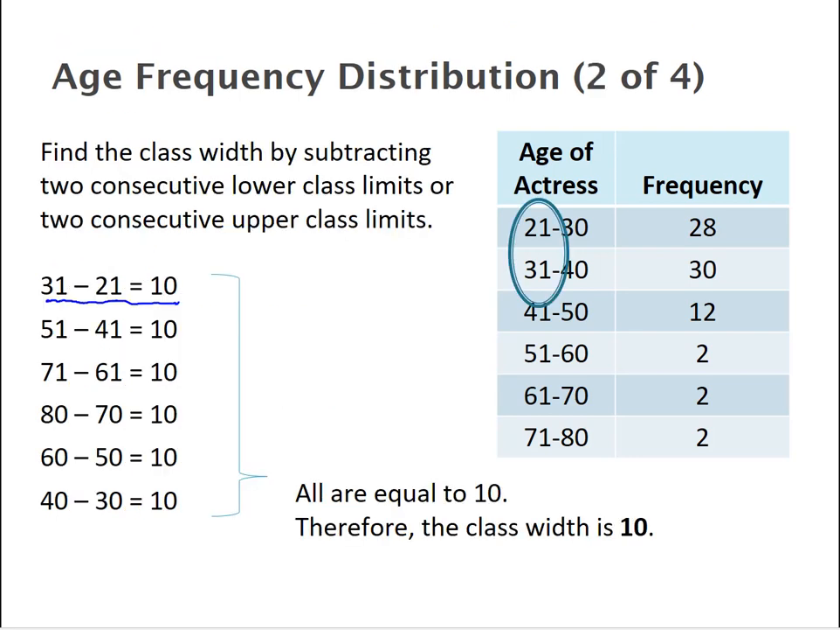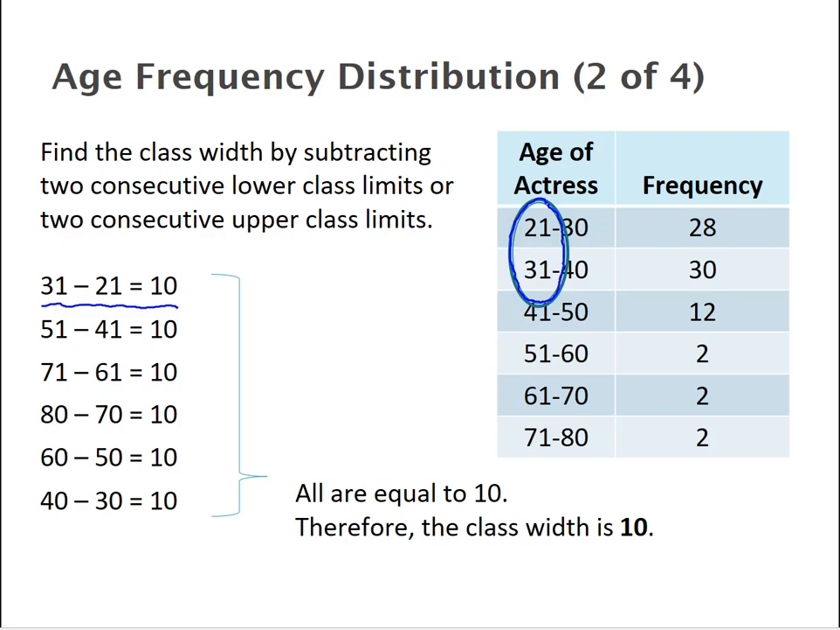For part 2, we are going to look at the class width. To find the class width, we are going to start by subtracting any 2 consecutive lower class limits or any 2 consecutive upper class limits. For the example here, you'll see that on the table to the right, for our age of actresses frequency distribution, I have circled the lower class limit of the first class, which was 21, and the lower class limit of the second class, which was 31. So I take 31 minus 21, and I get a class width of 10.